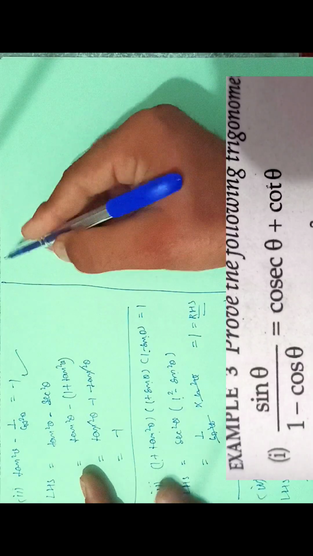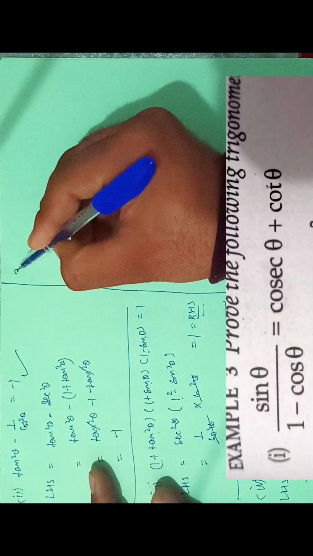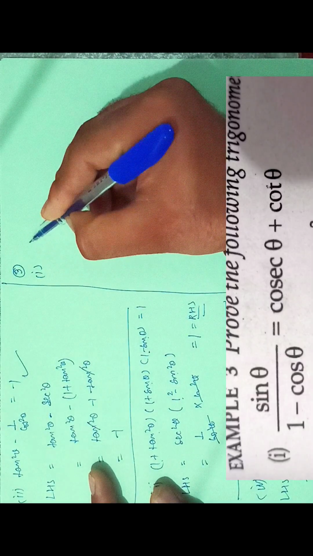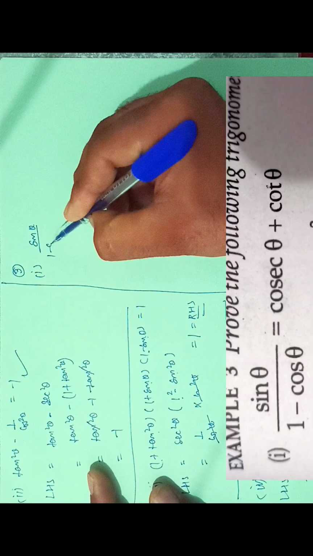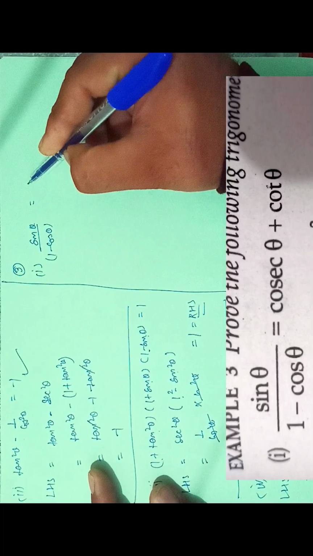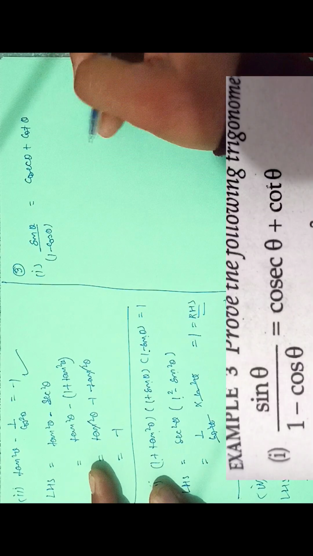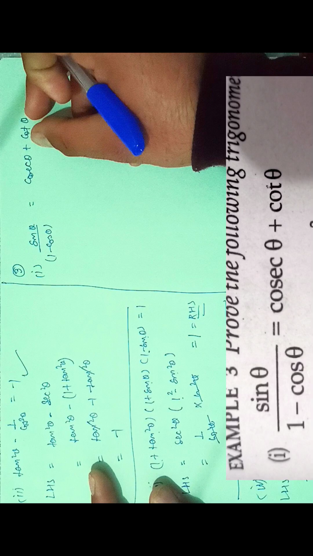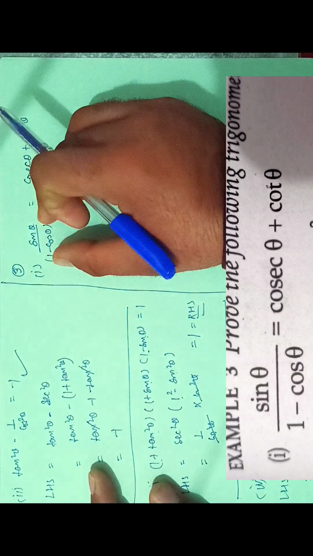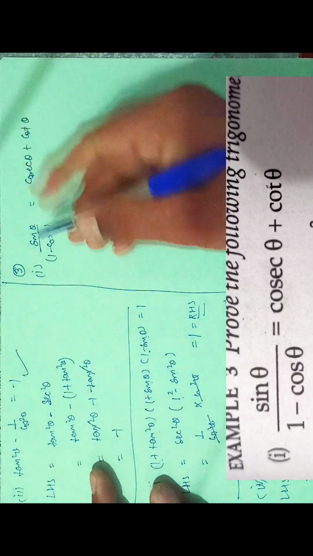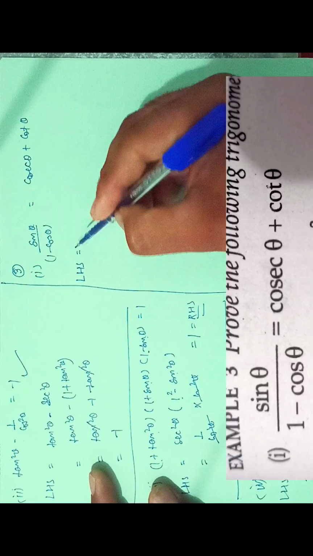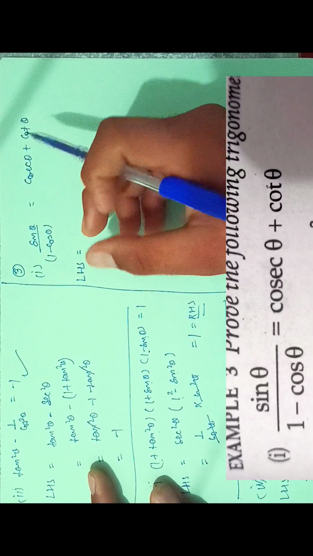And let's move to the next question, and that is question number 3. The very first question of question number 3 is sin theta upon 1 minus cos theta, and we have to prove it equals cosec theta plus cot theta. Now you can see there are two terms in the right hand side, and we have only one single term in the left hand side. So how will we do it? We'll use rationalization here.